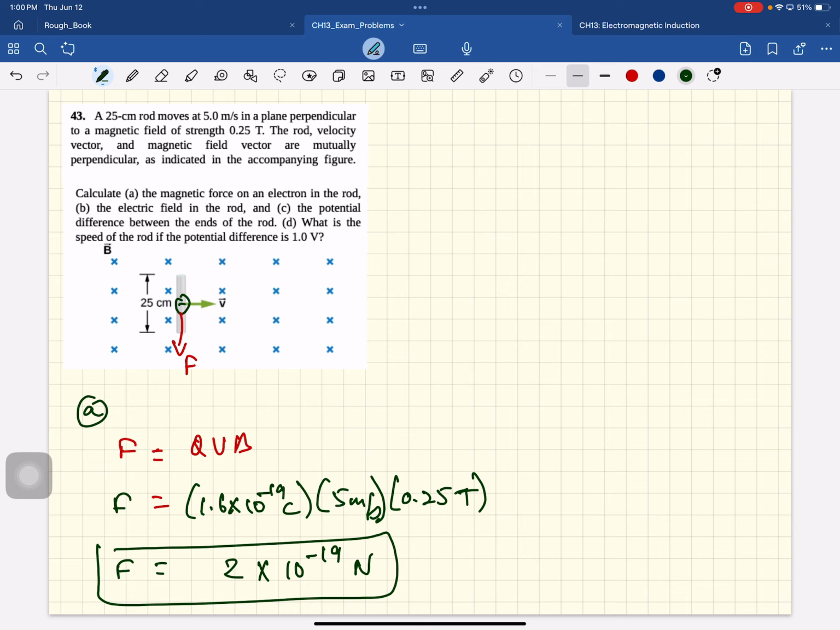The electric field in the rod. How do we calculate the electric field in the rod? We know the potential difference in the rod. EMF is the electric field times the length of the rod. That's equal to BLV. So the electric field is B times V.